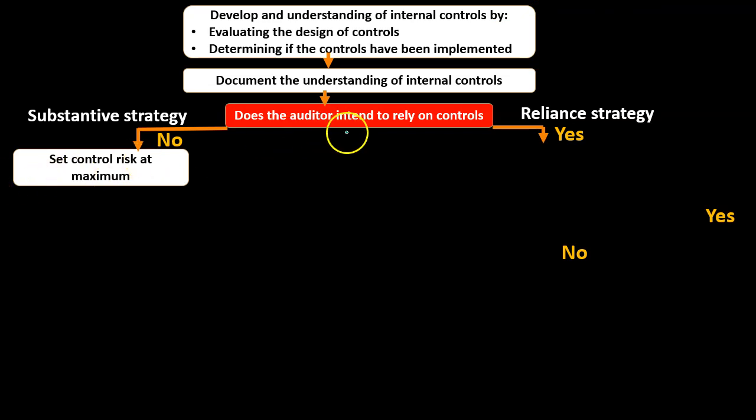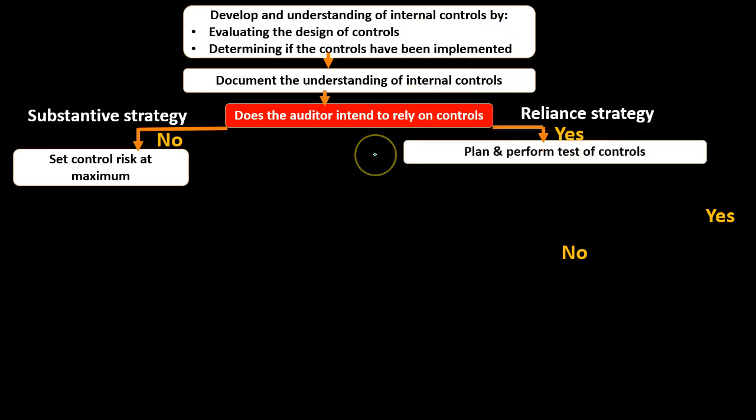If we can rely on the controls, which again, we will have to, hopefully to some degree, for large organizations, publicly traded companies, then we're going to look at a reliance strategy, and we're going to plan and perform tests of controls. So if we're going to rely on the internal controls, we're going to do further planning and testing related to the internal controls, because it should be easier to test the controls, the checks and balances in the system, as opposed to just trying to check the end result, all the transactions that are resulting from the checks and balances.